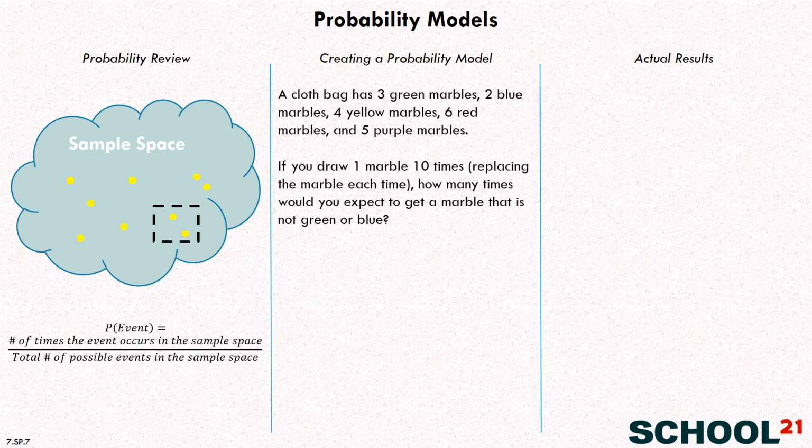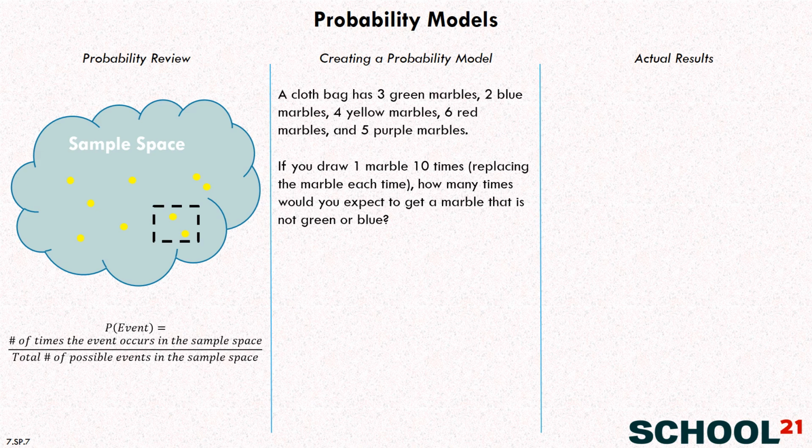A cloth bag has 3 green marbles, 2 blue marbles, 4 yellow marbles, 6 red marbles, and 5 purple marbles. If you draw one marble 10 times, replacing the marble each time. So you're not going to look, you're going to reach in the bag, pull out a marble, see what color it is, then put it back in the bag. How many times would you expect to get a marble that is not green or blue?